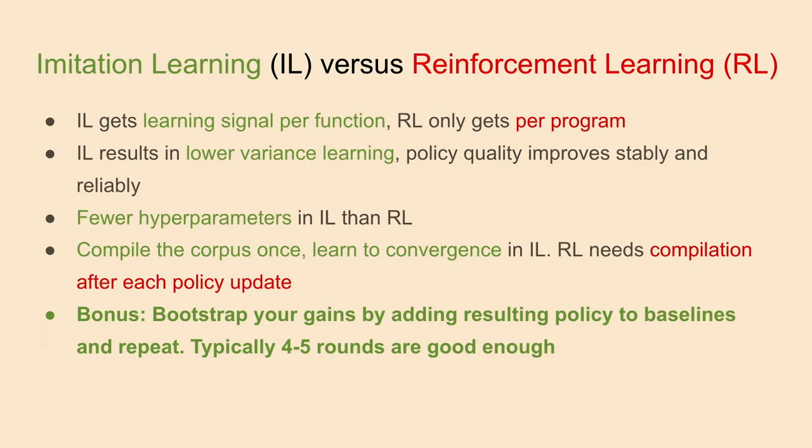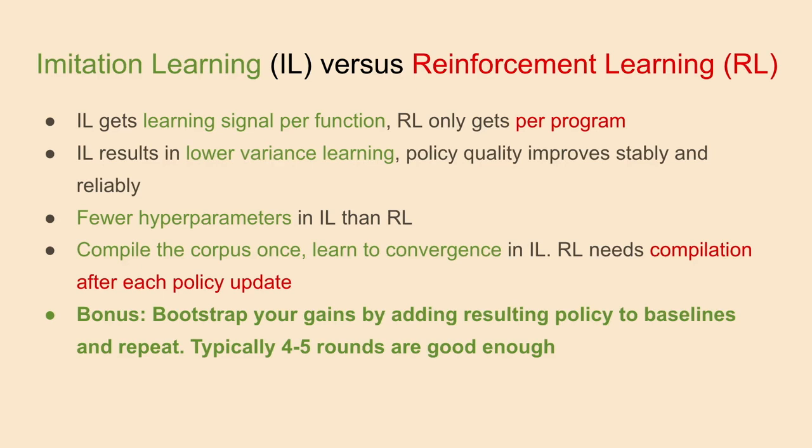Why am I arguing that this is more beneficial or a better approach than standard RL? Well, first, here we have a richer learning signal. In particular, we get a signal per function in the form of the action that our best baseline policy took, as opposed to RL, where RL is only going to get a signal for the compiled binary in the form of the size of the binary.